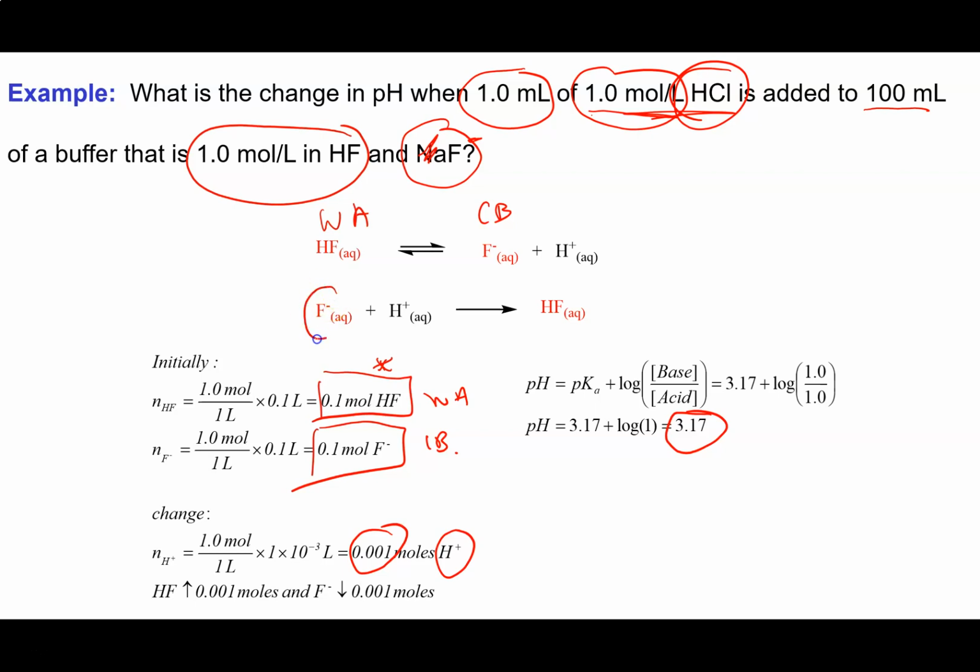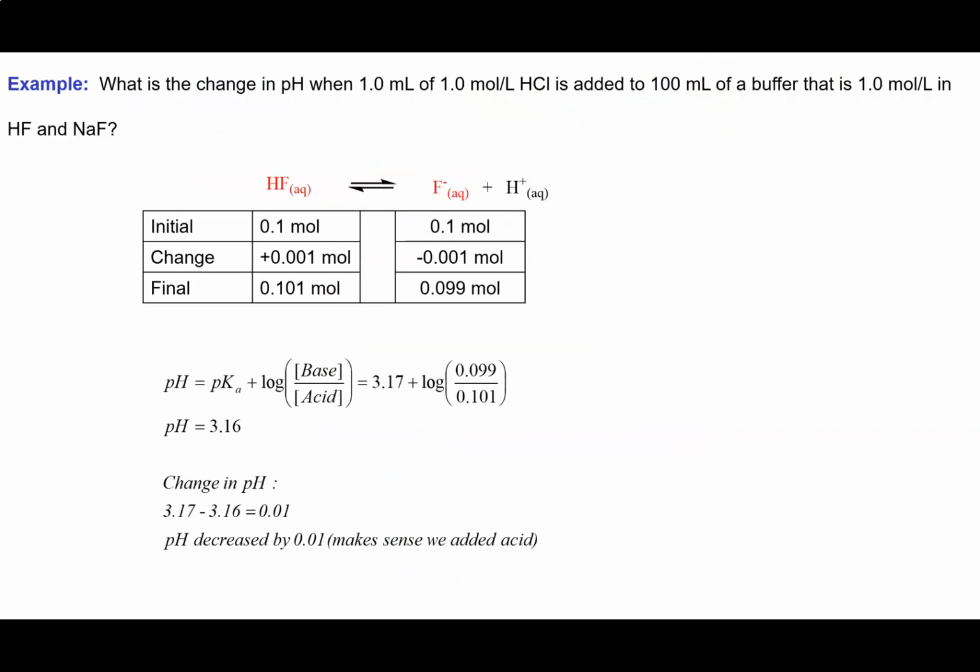And what is the effect of adding that acid? It's going to turn some of my fluoride anion into hydrofluoric acid. So what it really means is that the amount of HF will go up by 0.001 moles, and the amount of fluoride ion will go down by 0.001 moles.